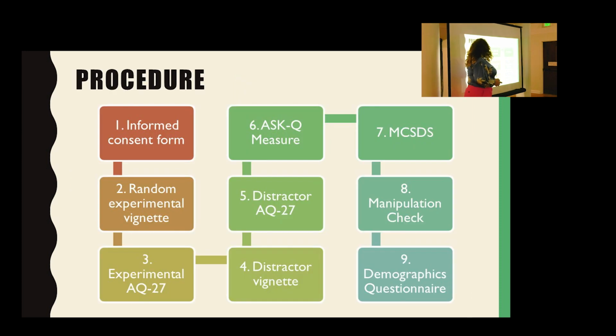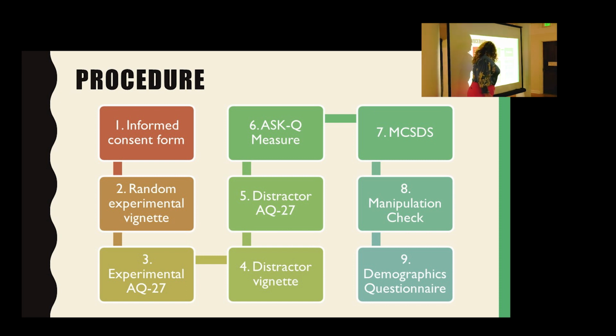So my procedure: all of my participants took the survey via the distribution software Qualtrics XM, so it was very standardized across all my participants. I could not control for the time that they took to take the study and the setting that they took the study in. But they all received the same informed consent form, which they had to sign in order to continue with the study. They then were placed in one of those 9 experimental conditions, and they received their experimental vignette first, and then the AQ27.